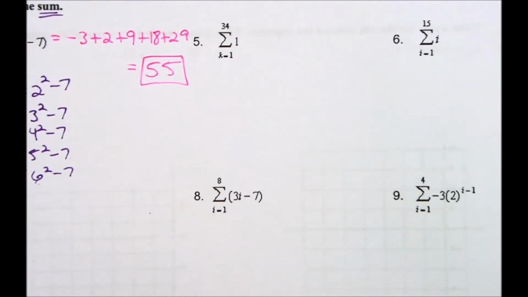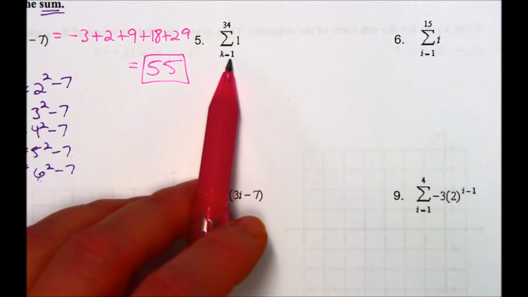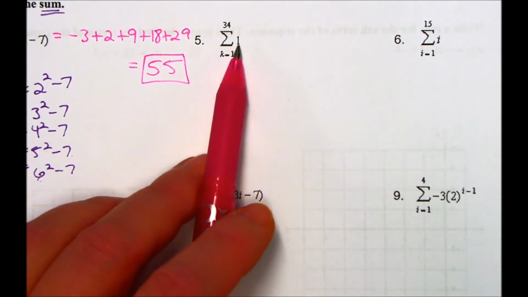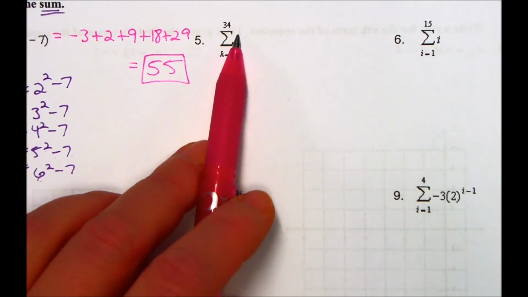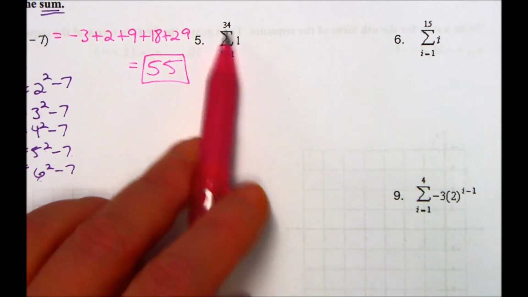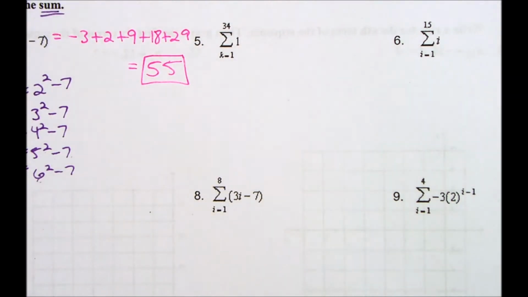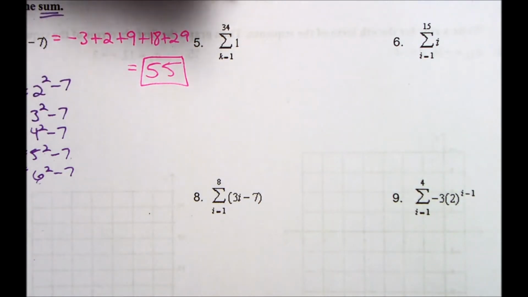Now number 5, there's a rule for this. But we really don't need a rule. You should be able to figure this out because the output is always 1. So if every single output is 1 and we have 34 ones being added together, it's just going to equal 34. But the rule that goes with that looks like this, and I think it's on your rule sheet. The sum from i equals 1 to n of 1 equals n.